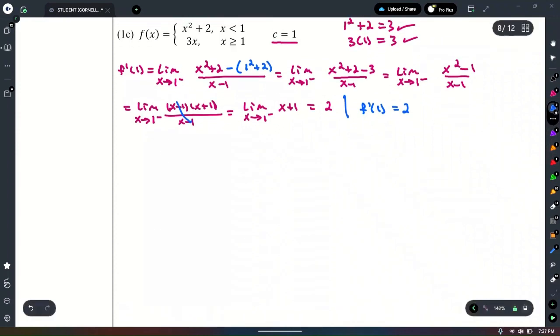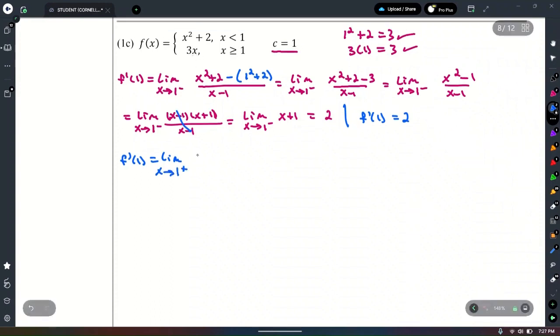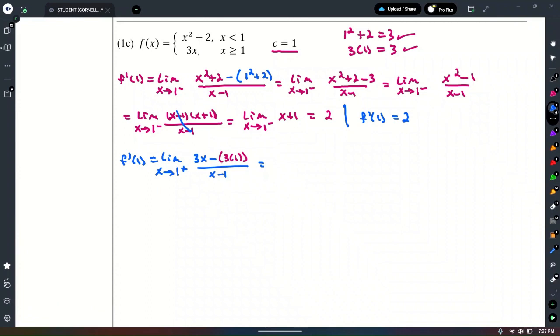We're going to jump down and take the derivative of 3x, coming from the right. So we have f prime of 1 is equal to the limit as x approaches 1 from the right. f of x is easy, that's just 3x, minus, plugging in our 1, we get 3 times 1, in a set of parentheses, and that's all over x minus 1. So we know that 3 times 1 is 3. We have 3x minus 3 here. I'm going to factor 3 out as I rewrite this problem.